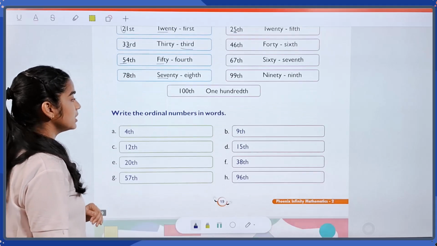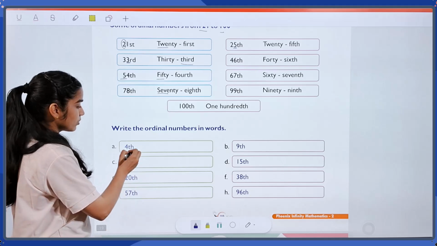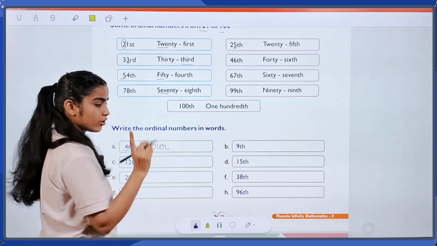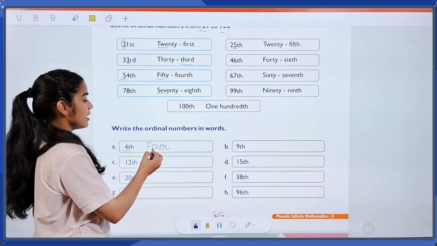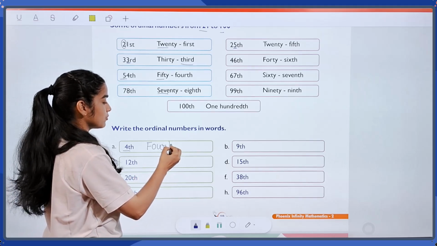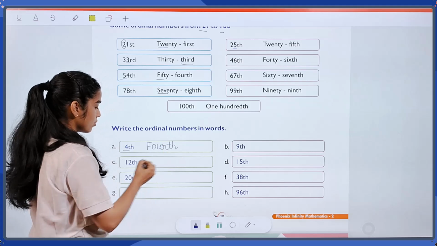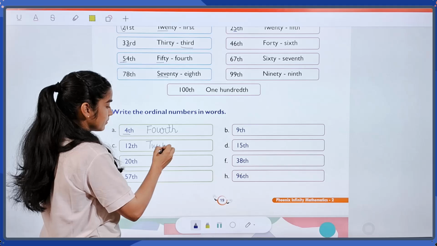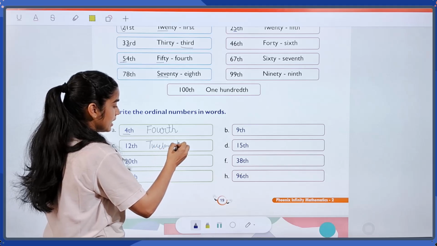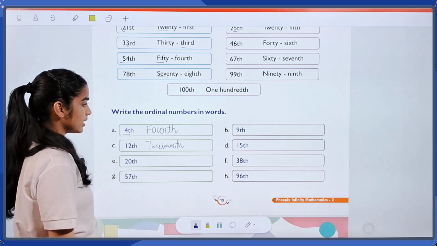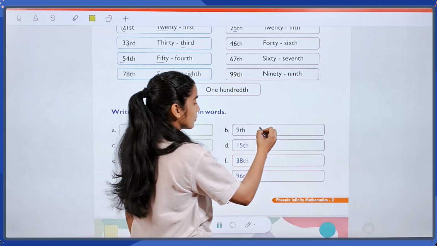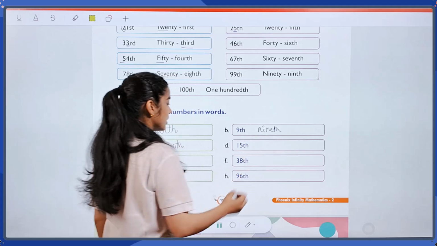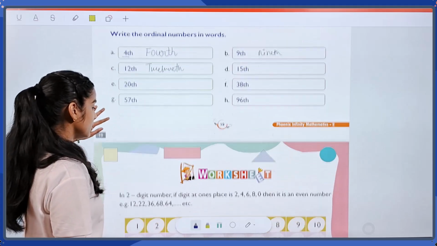Now write the ordinal numbers in words. So fourth. First we write four. All of you repeat after me. Four, and then you just add th. Fourth. Now 12. So what do you have to do? First write 12 and then add th. Now we have 9. So what do you have to do? First write 9, then add th. So in a similar way you can write the rest of the questions.